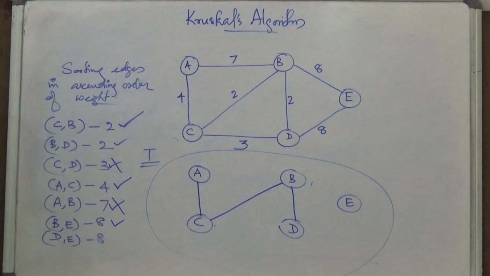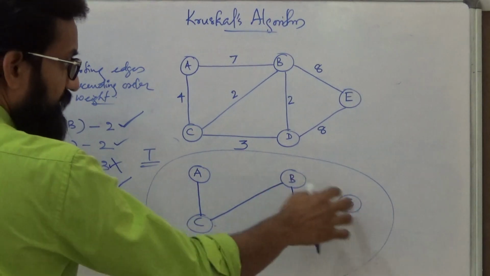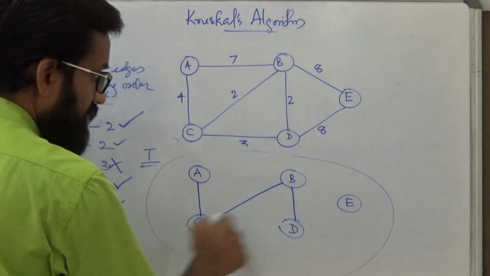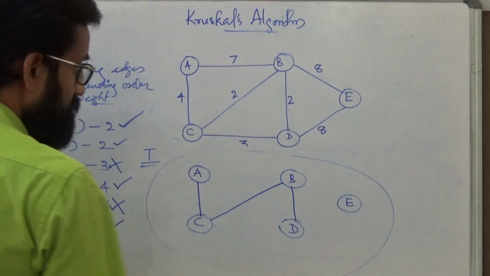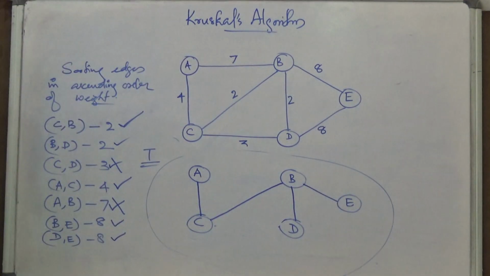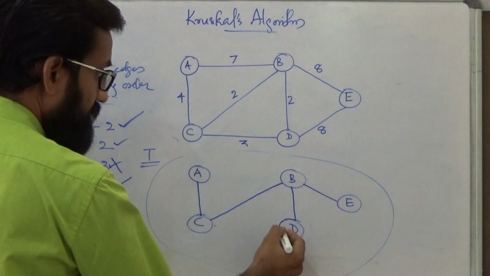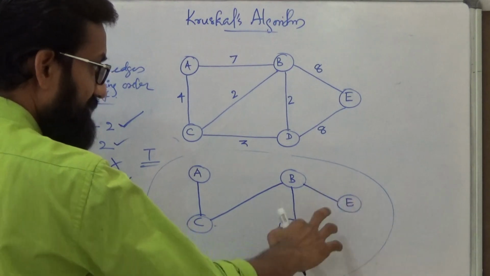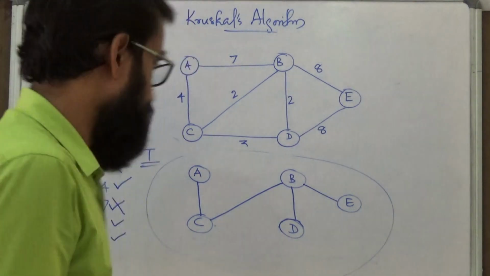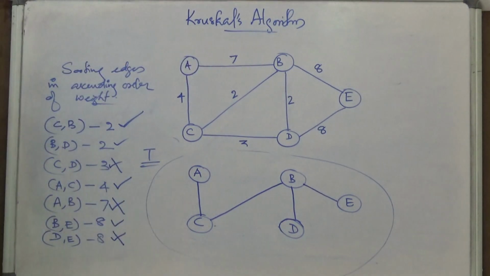Next edge selected is BE. So you will be checking whether B and E lie in 2 different components. So B actually lies in this component and E lies in this component. So BE is a safe edge. Now you will be taking the next edge DE. If I take DE, they lie in the same component, which indicates that the edge is not a safe edge. So this edge gets rejected.